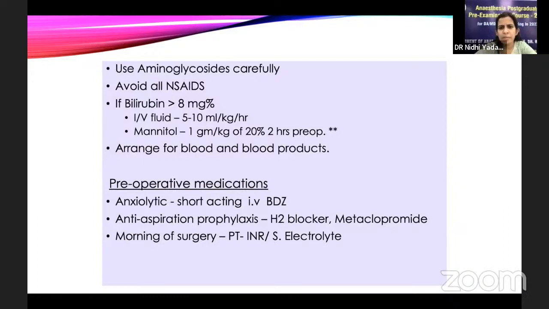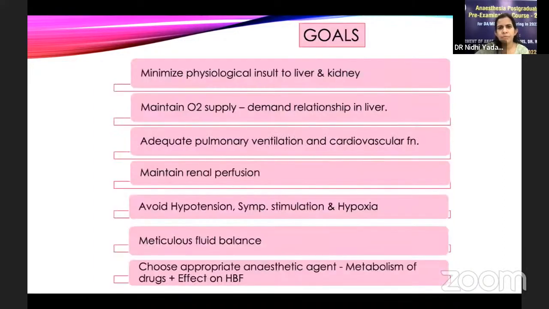Arrange for adequate blood and blood products. In preoperative medication, anxiolytics should be given, which are usually short-acting, for example IV benzodiazepines. Anti-aspiration prophylaxis with H2 receptor blockers and metoclopramide. And on the morning of surgery, prothrombin time, INR, and serum electrolytes should be done.